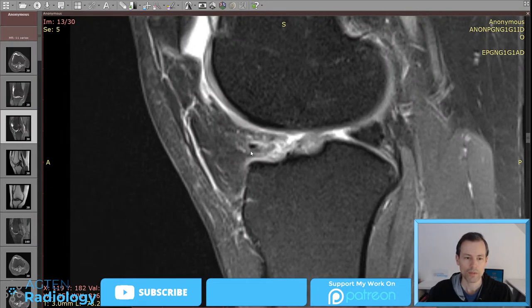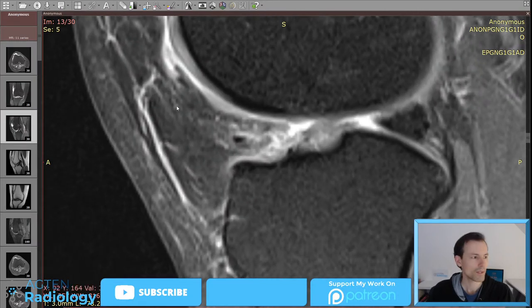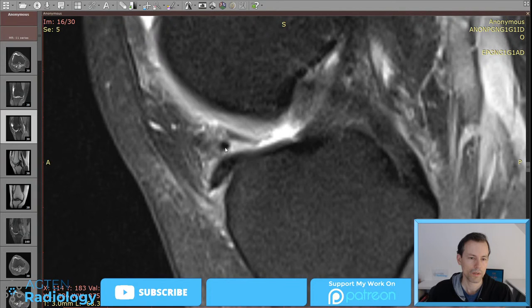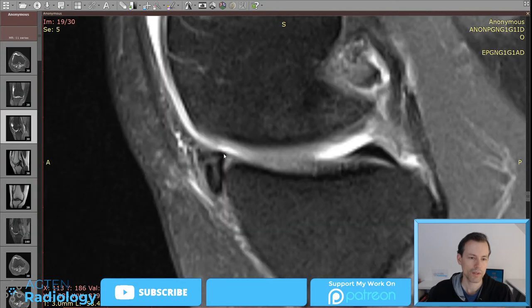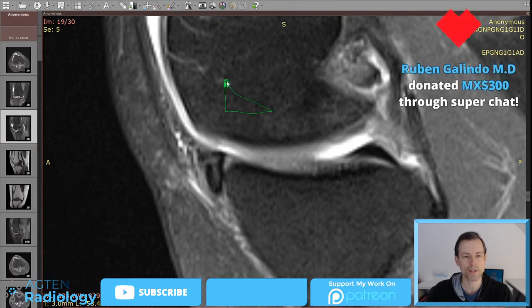And look at the transverse ligament here. I'm zooming in a little bit. It's coming here. It's inserting here and not here. So if you remember the previous case, basically the transverse ligament was inserting on this top edge here.